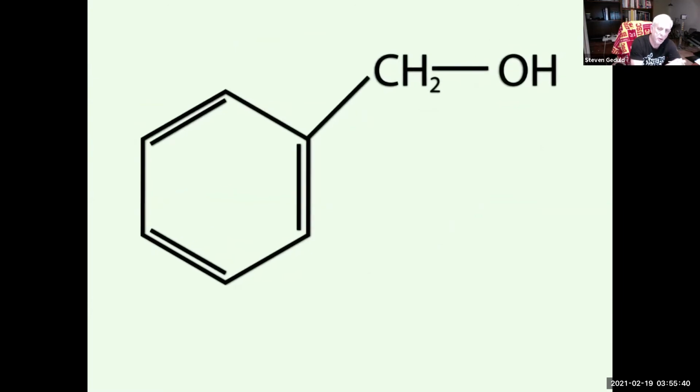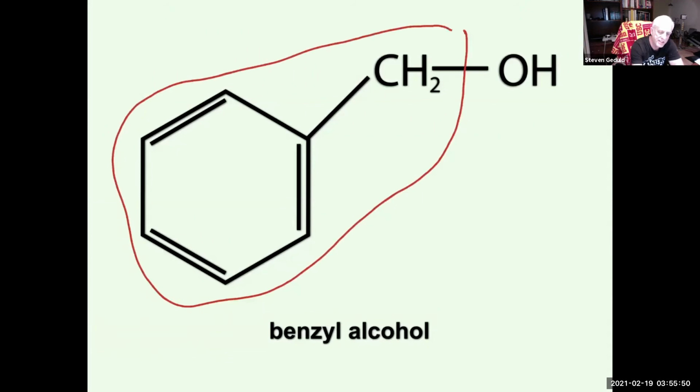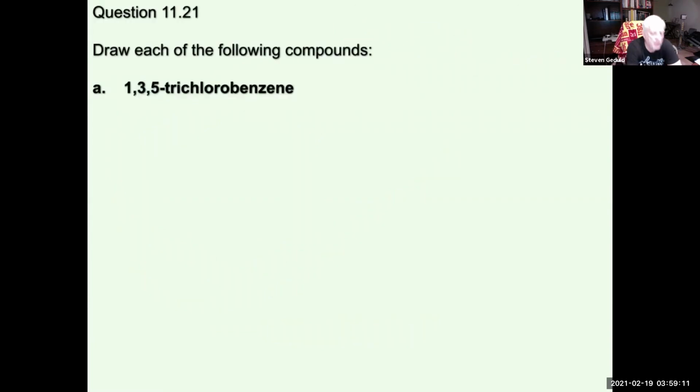Okay, an OH group attached to it. An OH group is an alcohol. So benzyl alcohol. Again, this is benzyl, and the OH is the functional group for an alcohol. So benzyl alcohol. Draw each of the following compounds.